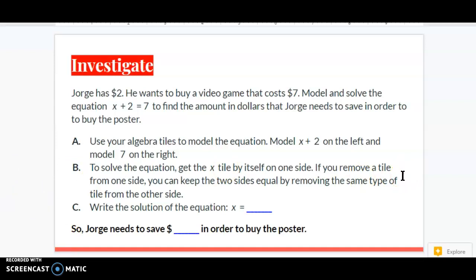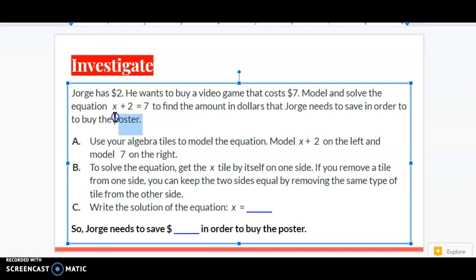And so the Investigate says, Jorge has $2. He wants to buy a video game that costs $7. So we're going to model and solve the equation x + 2 = 7 to find the amount in dollars that Jorge needs to save in order to buy the video game. It says poster, but it should say video game. There you go.